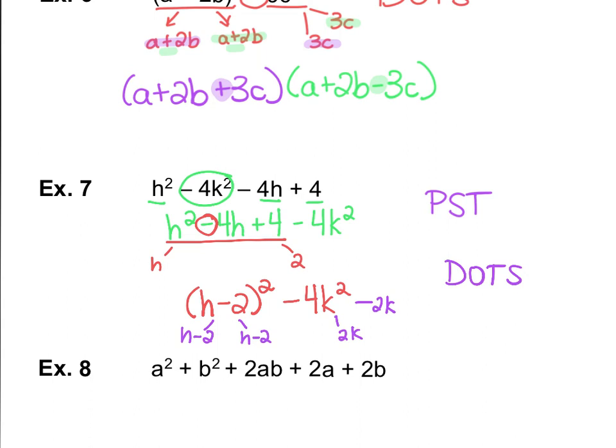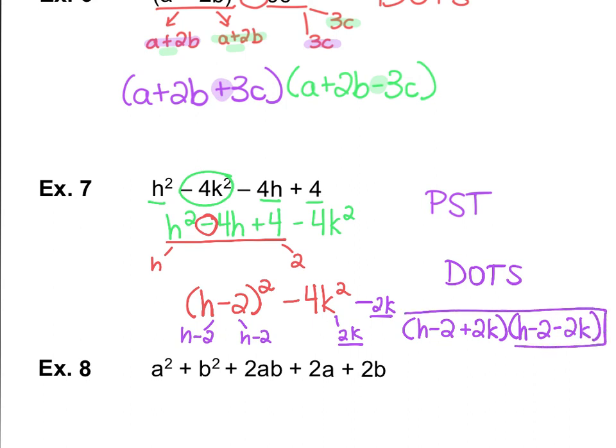So remember, I'm going to take my first term, h minus 2, and make one of the second terms positive. And then I'm going to take my first term, h minus 2, and make my other second term negative. And that is my final answer. So it may be hard to spot these things at first. You just have to really be familiar with what a perfect square trinomial is, and what a difference of the squares is in order to do these. And that will come with time and with practice.